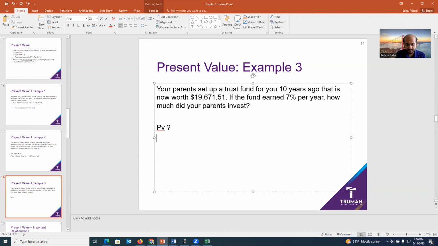We need this answer. Future value is basically 1967.51, and then N is 10, and then R is 7%, and payment is 0 so far, right? Okay. And let's do this one.